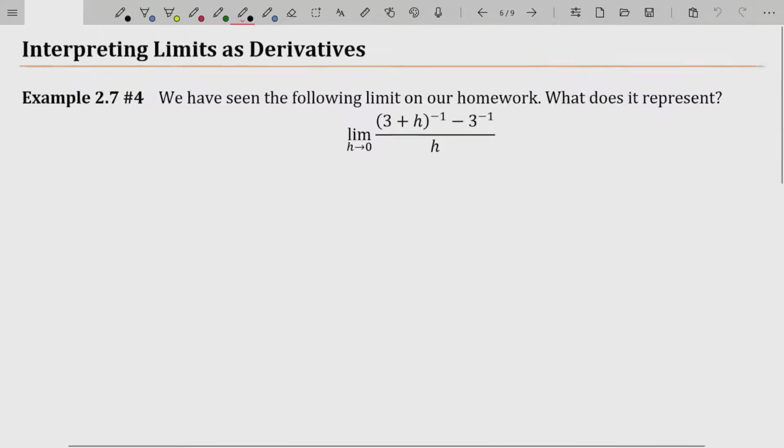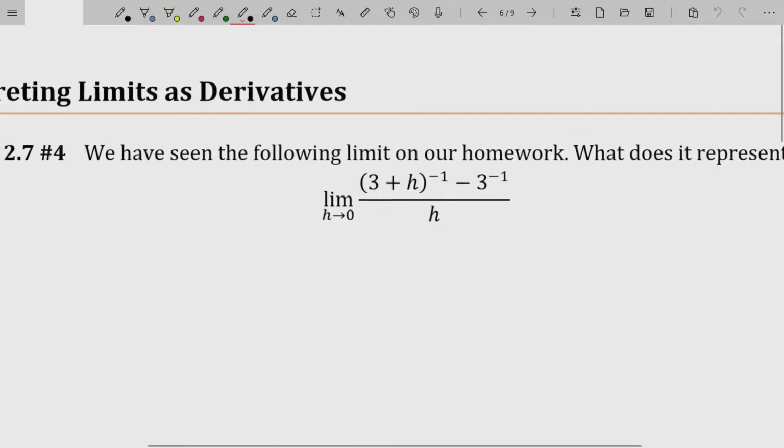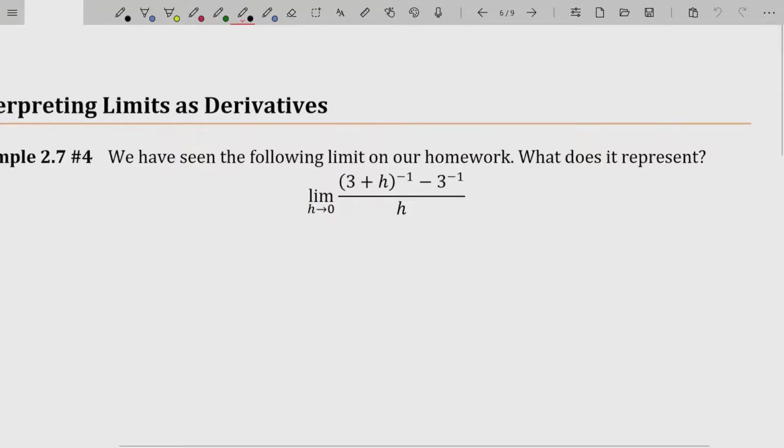For an example, somebody says, I want you to evaluate this limit. Now, you totally could just evaluate this limit. There's nothing wrong with that, okay? Note that I'm not even saying, what is the limit? I'm not asking what is its value, but I am asking, what does it represent?